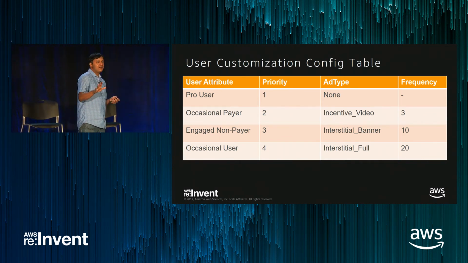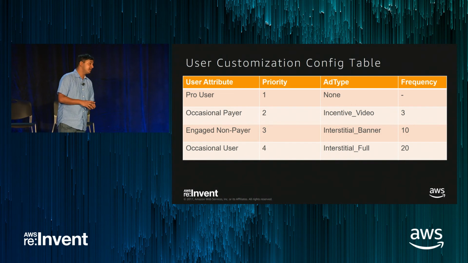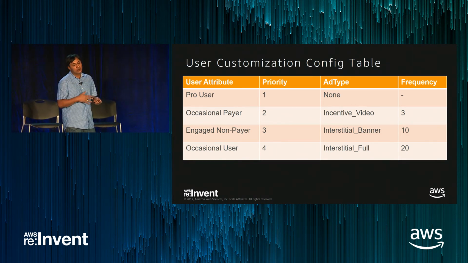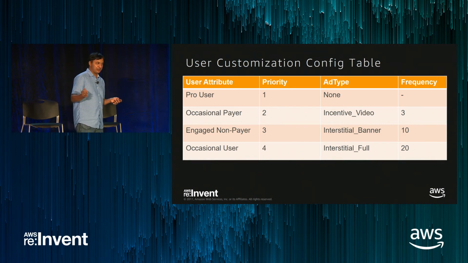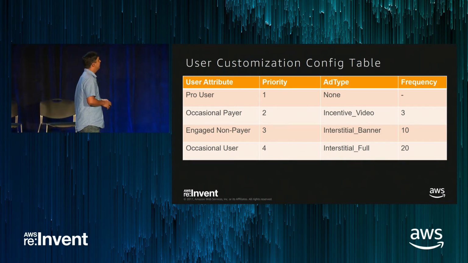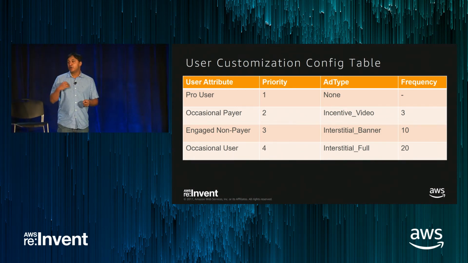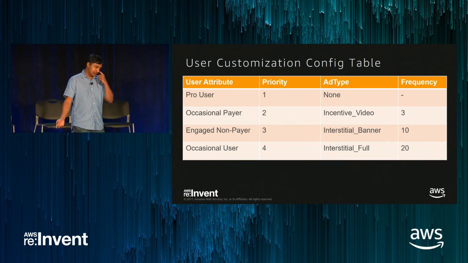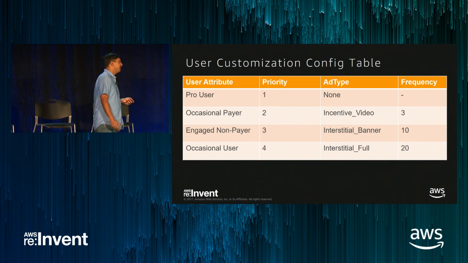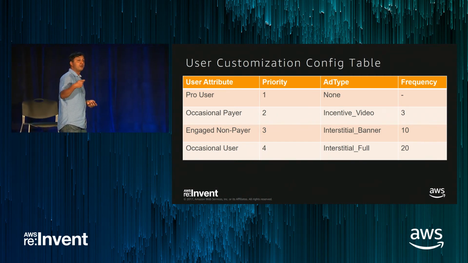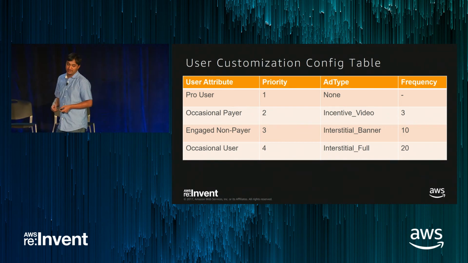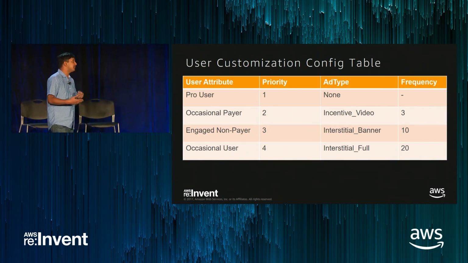Then, using all of that console data on Pinpoint, you maybe came up with a hypothesis that for my pro users, I don't want to show any ads, period. They've paid for the app. For my occasional payer, I'm OK with showing an incentivized video. Now, these are paying users, so they're clearly engaged with your app. An incentivized video gives them a reward in your application, which means they get to continue using it. So it's a great way to incentivize them to continue using your app.